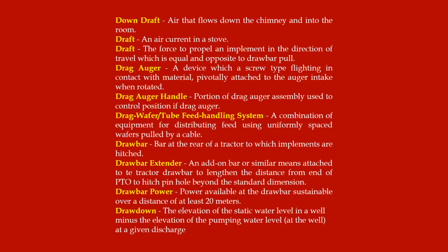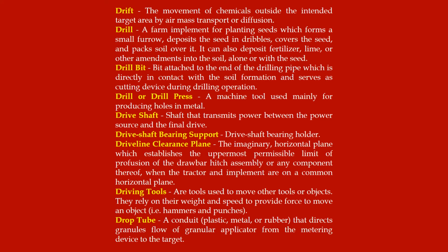Drawbar power, power available at the drawbar sustainable over a distance of at least 20 meters. Drawdown, the elevation of the static water level in a well minus the elevation of the pumping water level, at the well, at a given discharge. Drift, the movement of chemicals outside the intended target area by air mass transport or diffusion.